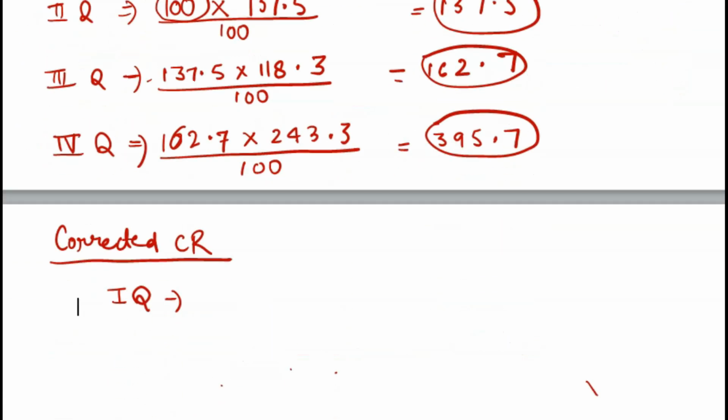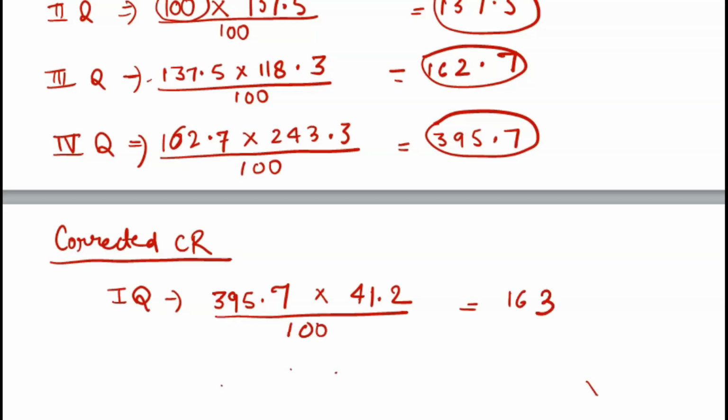So here what we will do, now first quarter value formula is previous chain relatives. So now fourth quarter will be the previous chain relative for first quarter, that means 395.7, just now what we have calculated. This multiply current link relative. So current link relative for first quarter was 41.2 divided by 100. So here we will get 163. So first quarter now we got as 163.